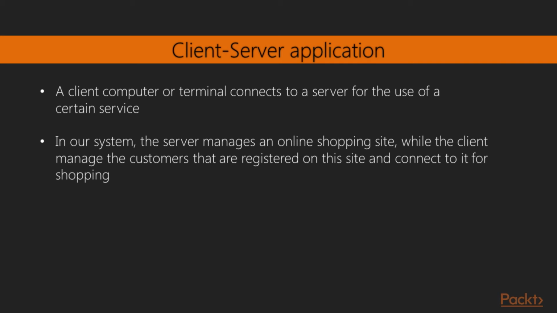The application that we'll show here is not complete, but is equipped with all the methods that will successfully complete and improve it. A client-server application indicates a network architecture in which, generally, a client computer or terminal connects to a server for the use of a certain service, such as the sharing of a certain resource, hardware, or software with other clients and relying on the underlying protocol architecture. In our system, the server manages an online shopping site, while the client manages the customers that are registered on the site and connect to it for shopping.